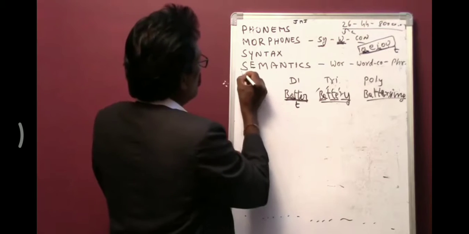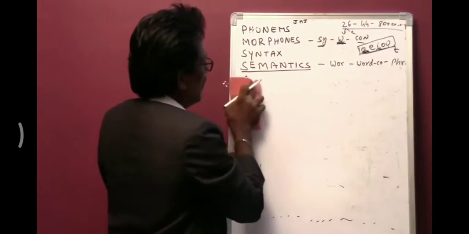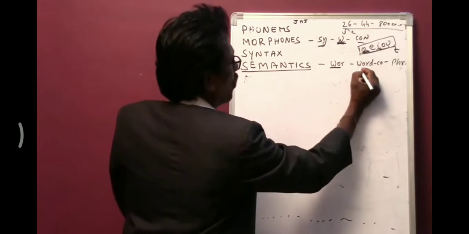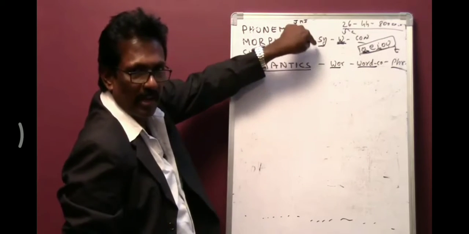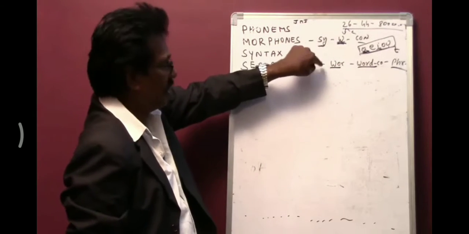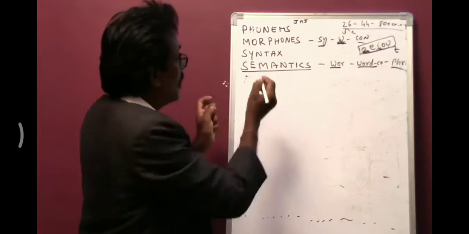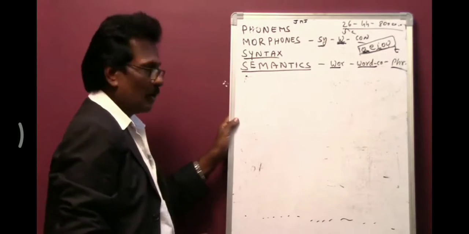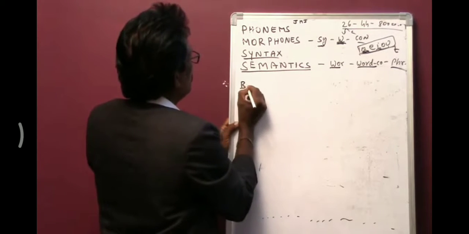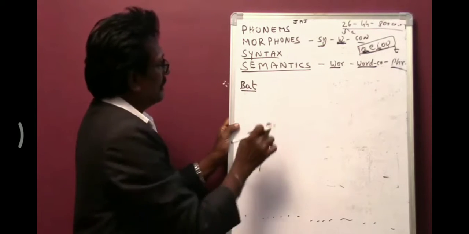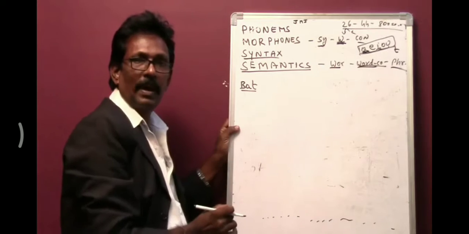Next, let us go to semantics. Semantics is the study of words, word compounds and phrases. So these two are very important to construct a sentence or to speak English. This one and this one will form a sentence through syntax. Now words, B-A-T, bat. This is a word. Then how can a word compound be formed with the help of a word?